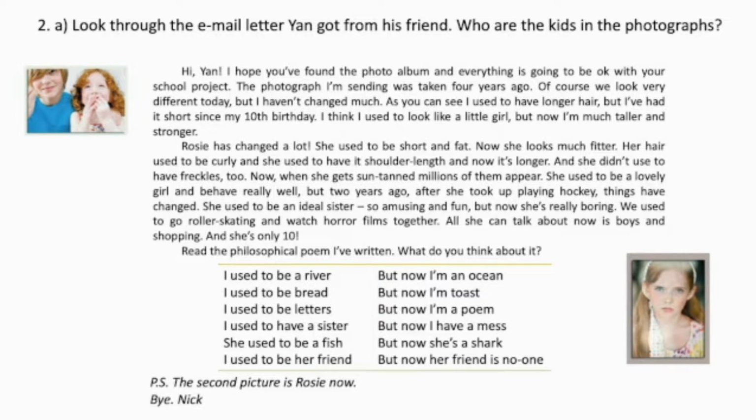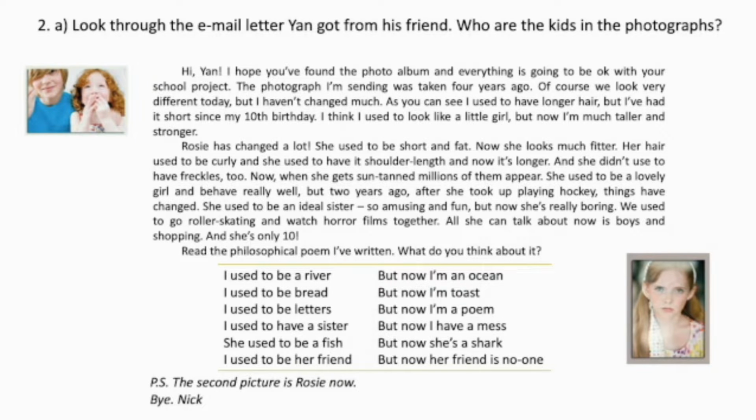Rosie has changed a lot. She used to be short and fat. Now she looks much fitter. Her hair used to be curly and shoulder length, and now it's longer. And she didn't used to have freckles, too. Now, when she gets tanned, millions of them appear.